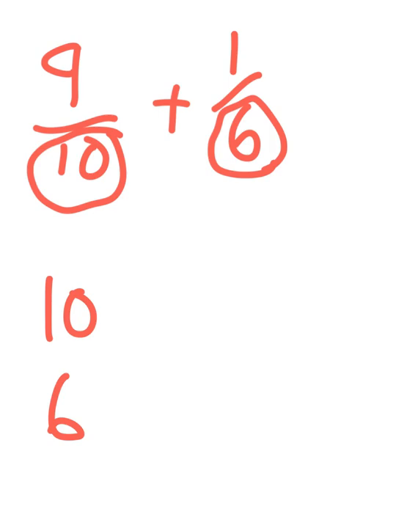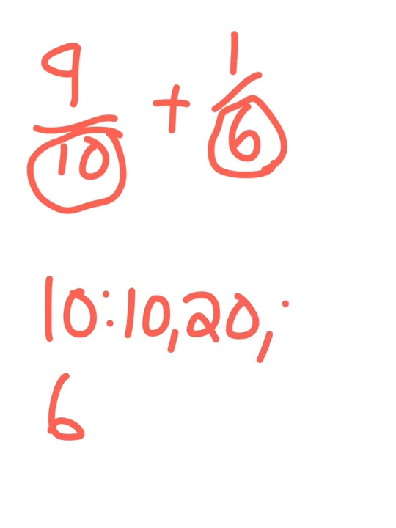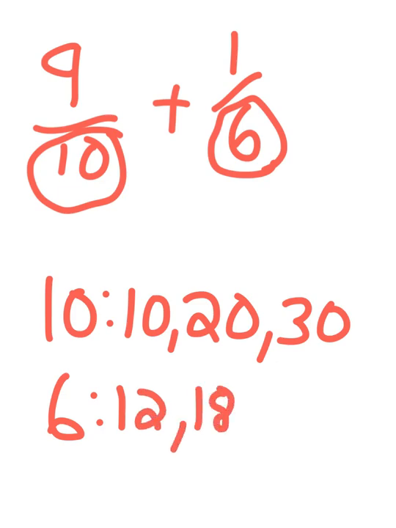So what a multiple is, is 10 times something, right? 10 times 1 is 10. That is a multiple of 10. Another multiple of 10 is 20 and 30. Now, when we think about multiples of 6, 6 times 2 is 12, times 3 is 18, times 4 is 24, and times 5 is 30. So 30 is our lowest common multiple.